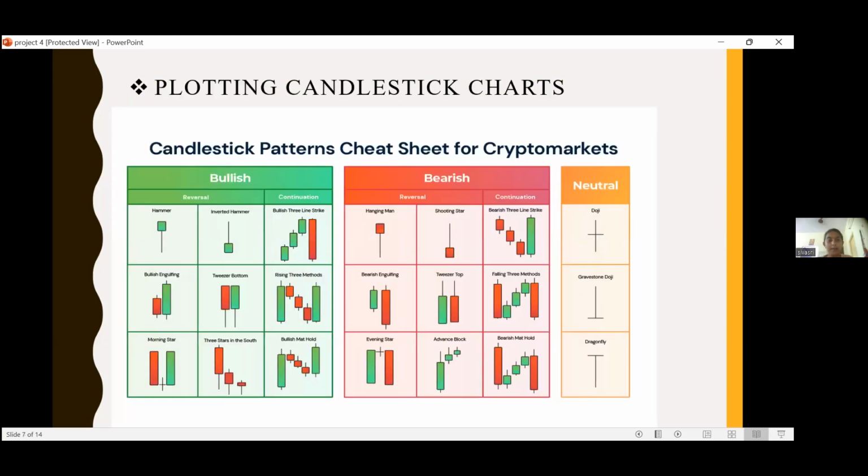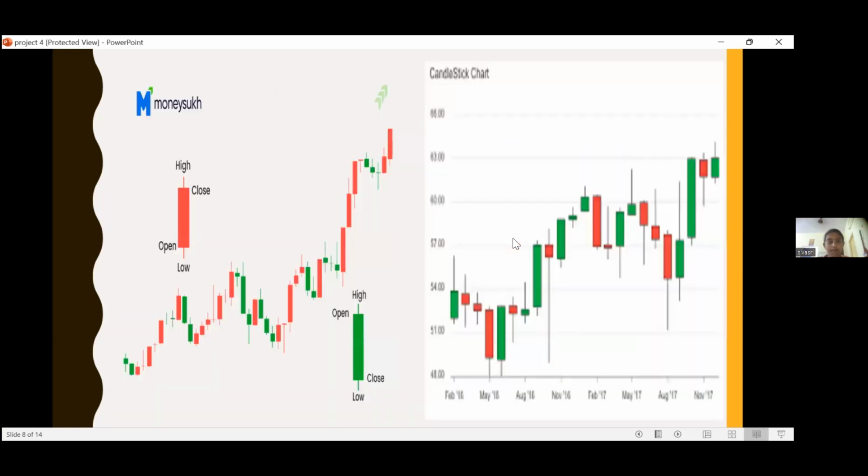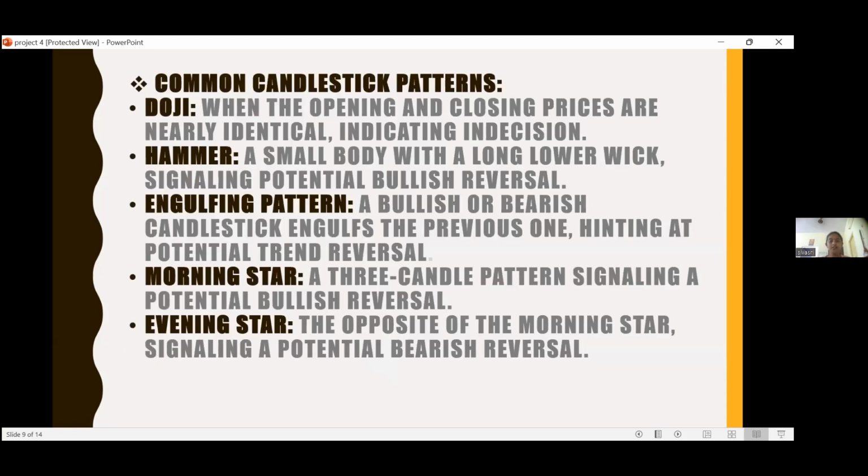Next, candlestick patterns are of three types. One is bullish, another is bearish, and the third one is neutral. These are some pictures I gathered from the internet. And common candlestick patterns are doji, hammer, engulfing pattern, morning star, and evening star.